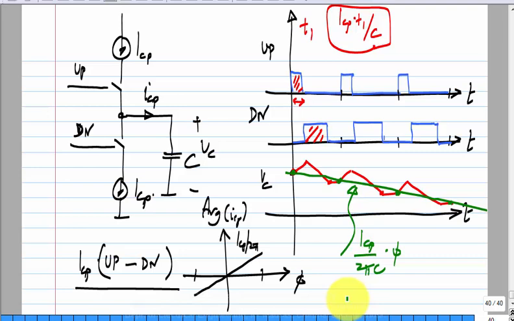This is fine. It's like taking the average output of the phase detector and integrating it. But you should also know that there are some wiggles around it. There are cases where these wiggles do have an effect on the operation.